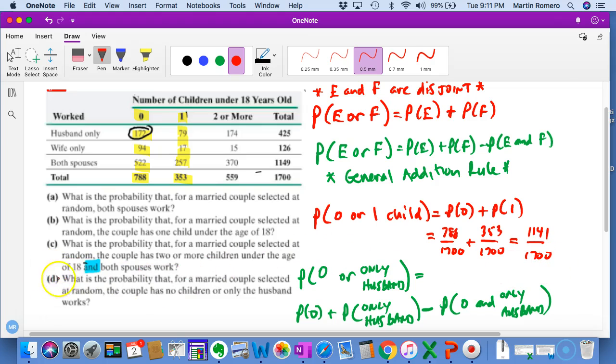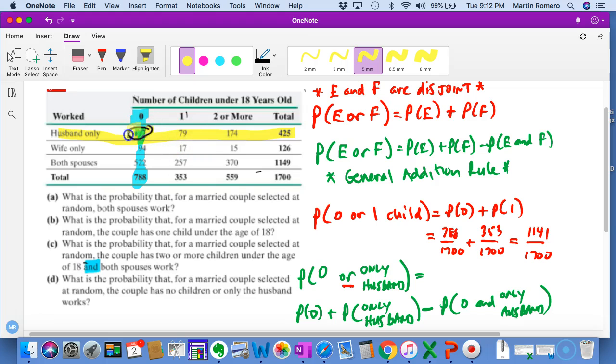Looking at this other question, like part D here, what's the probability of 0 children or only the husband works? And so again, that's an OR situation. And in this case, if I look at the highlighted part of this one here, I'm going to change the highlighted color. Let's go blue. Here is the 0. Okay. And then the other situation, I'm going to erase that. Let's do that again. Here's the 0. All right, 778. And then only husband is this group here.